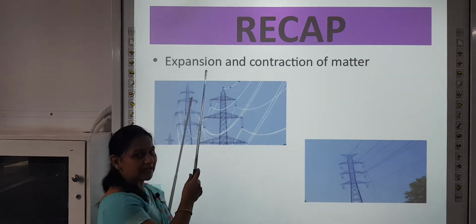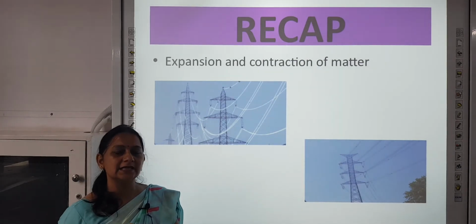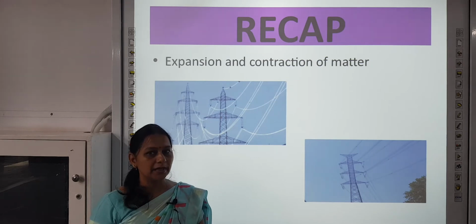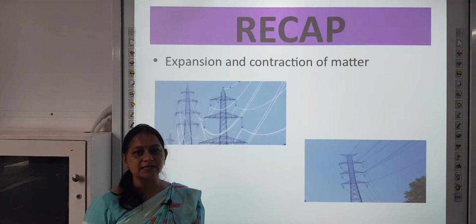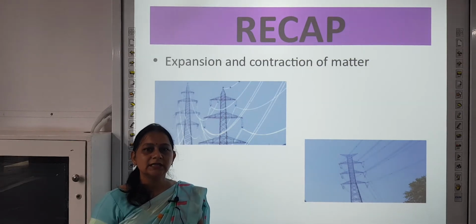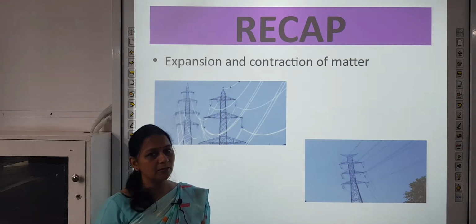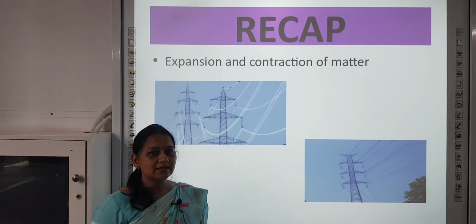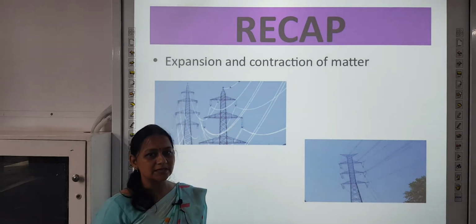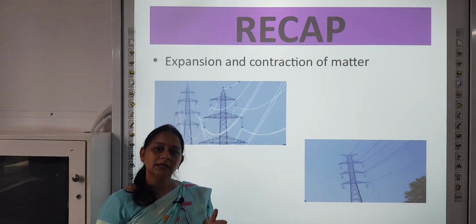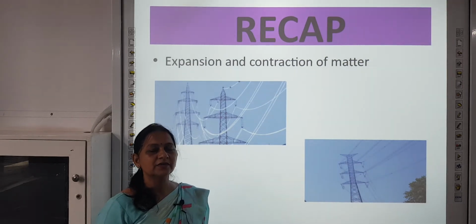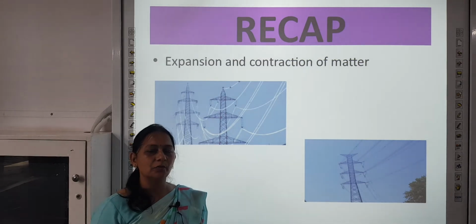Now, what is expansion? Expansion is the increase in the size of matter, and how does that increase in size take place? Actually, when we heat a substance, the molecules start vibrating faster, and as they vibrate faster, the intermolecular space between the molecules increases, and that causes the matter to expand a bit, meaning the size of the matter increases a bit. This is expansion.